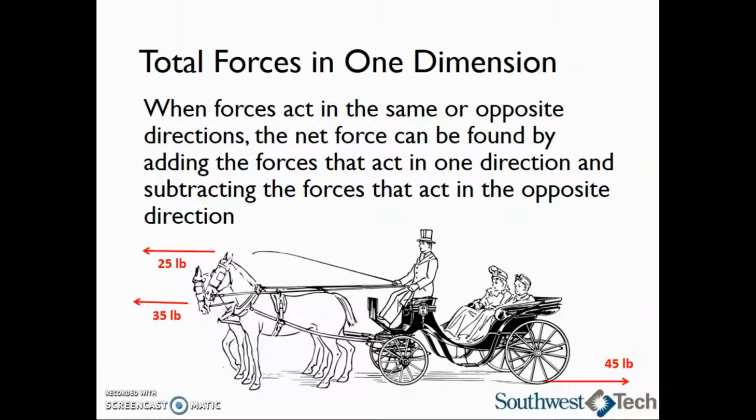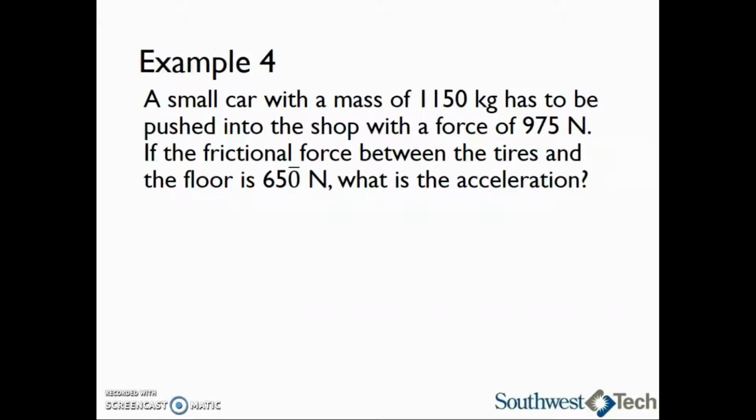As an example, if we wanted to find the net force on this carriage, we would add the force acting in one direction to the left. 25 pounds plus 35 pounds equals 60 pounds. We would then subtract the forces acting in the opposite direction, which is 45 pounds. 60 minus 45 would give us a net force of 15 pounds acting to the left in the direction of motion. Let's take a look at an example of the idea of net force.